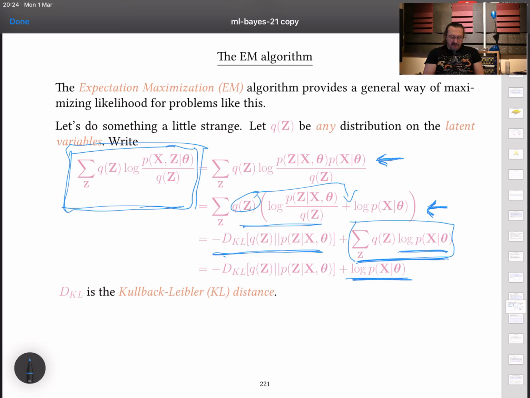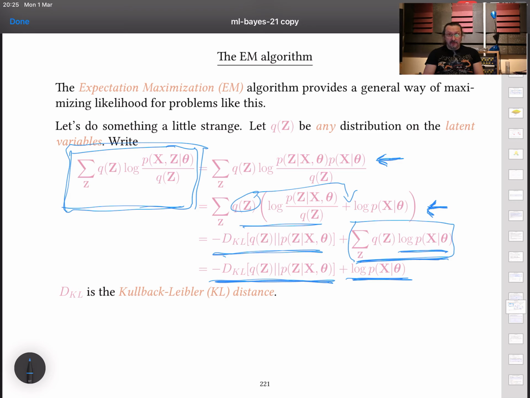And this guy on the left is the negative of something called the Kullback-Leibler distance, which I am very much hoping you have come across elsewhere, in particular in the information theory course. But if you haven't, don't worry. It's something that we can deal with in any case, but it is an extremely important measure. It has a special place in computer science and information theory, and it comes in handy here. But we only need a couple of its properties in order to see why that is.